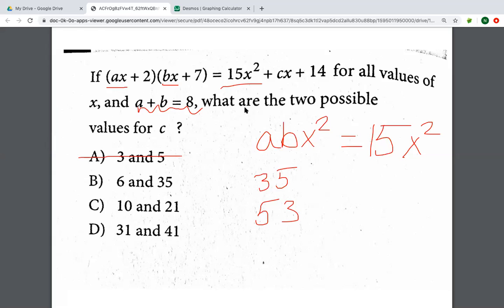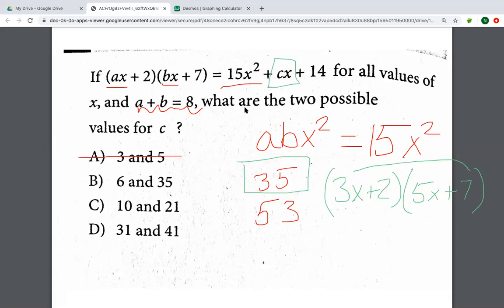Okay, so one possible way to do this, we'll do it with 3 and 5 first. So we have 3x plus 2 times 5x plus 7. And I'm really just looking for this CX term. So to save me time, I'm only going to do this times this and this times this. So I have 21x plus 10x, and that gives me 31x. Now there's only one answer that has 31, so I know that it has to be D.